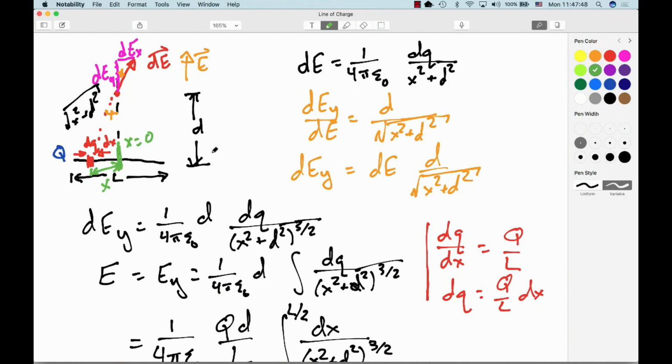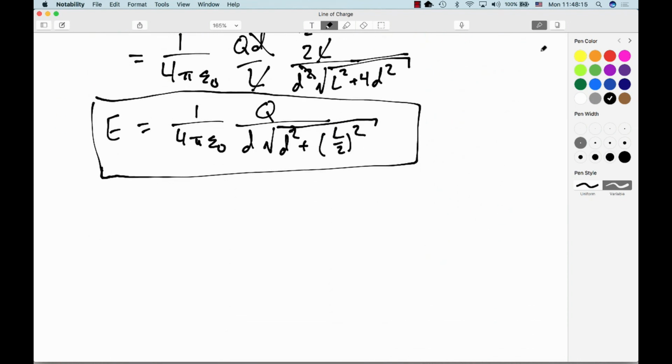But more interestingly is what happens if d becomes really large. And whenever you say large in physics, you always have to say compared to what. There's always something in the problem that will set a natural scale length for the problem. In this case, the natural scale length will be the length of my line of charge to begin with. So if d is really large compared to L, let's see what that looks like.